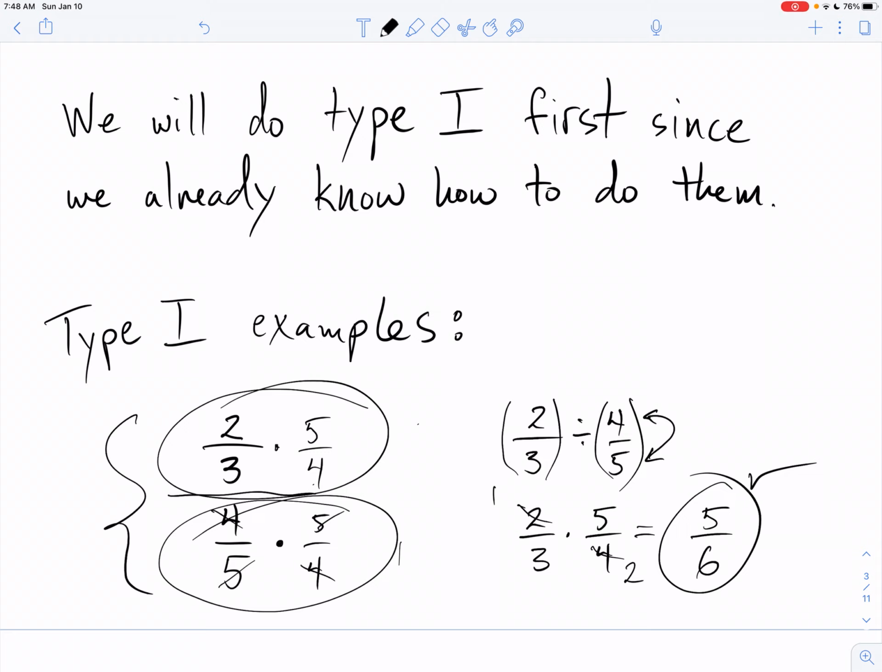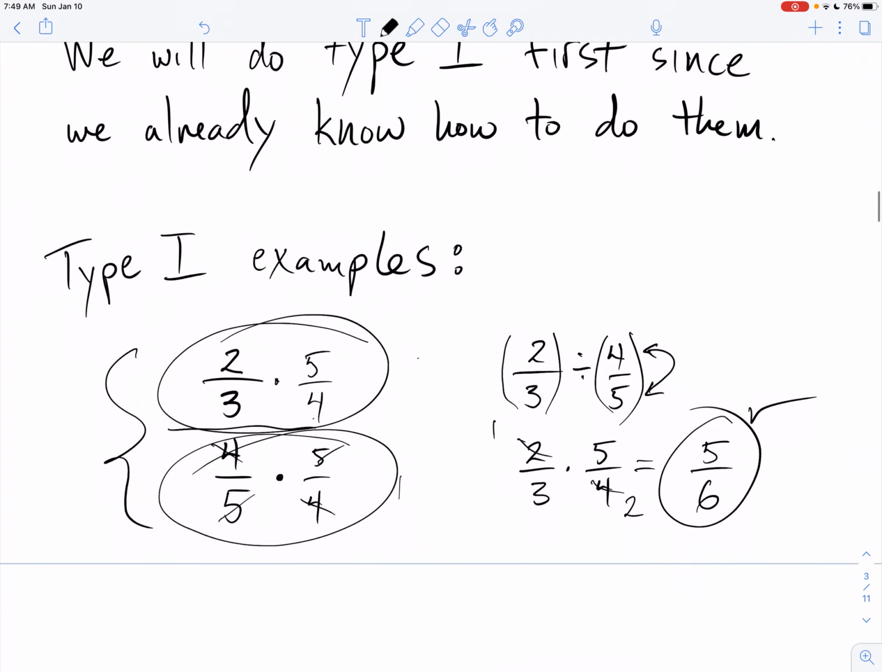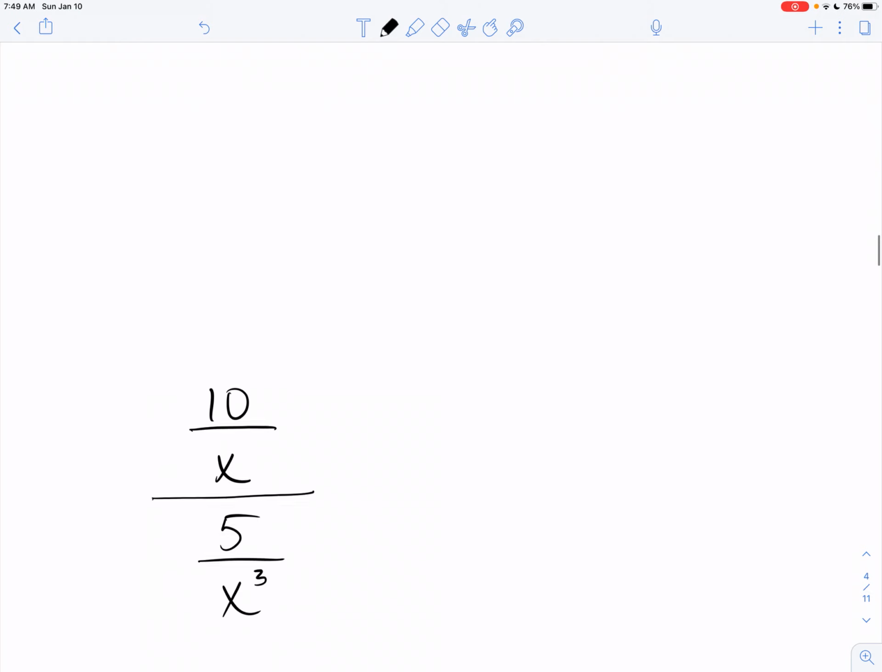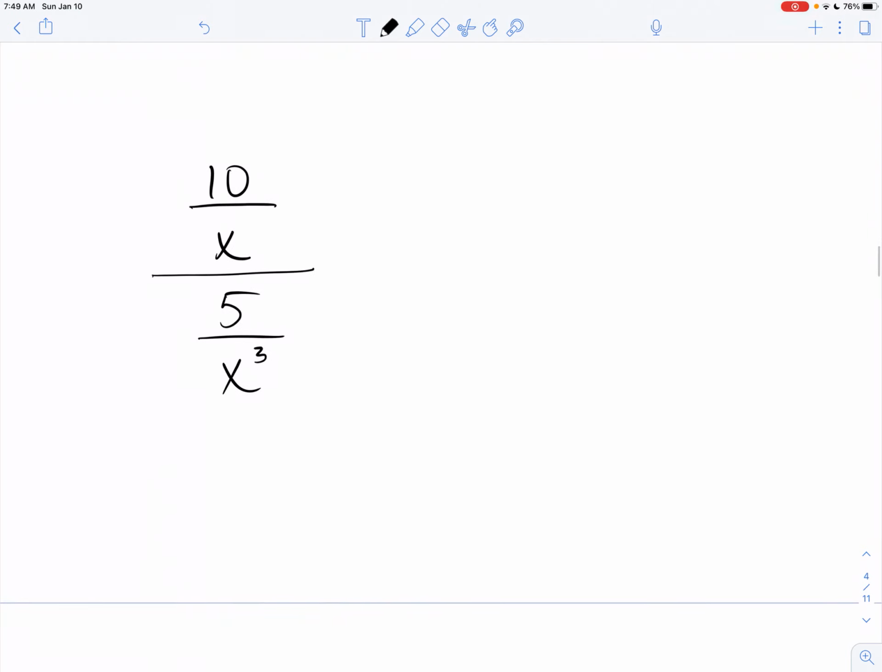So type 1 problems have this look to them. And the trick with them, rewrite them so they look like a division question. How many fraction bars do you see? And you say, well, I see 1, 2, 3 fraction bars. So as soon as you count 3 or less, you would rewrite this thing. You would rewrite it so that it says 10/x divided by 5/x cubed.